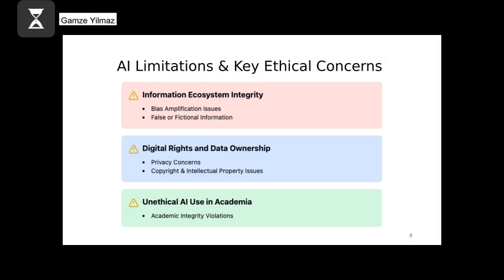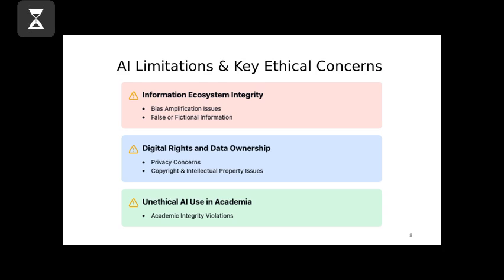Okay, so on this slide, I will provide a very brief overview of AI limitations and key ethical concerns. We're going to really scratch the surface here, but over the course of the semester, we're going to revisit all these issues, and we're going to dedicate specific class sessions to each of these ethical issues. So let's get started with the first one.